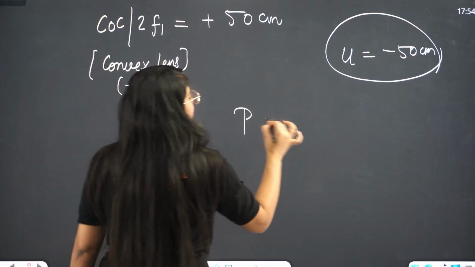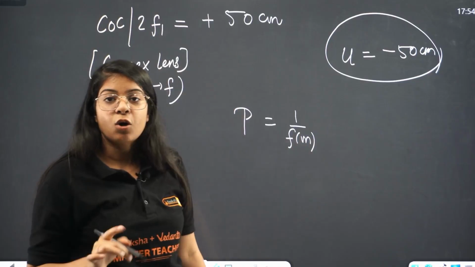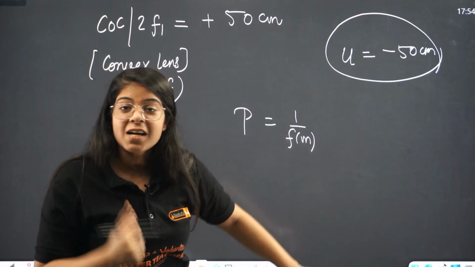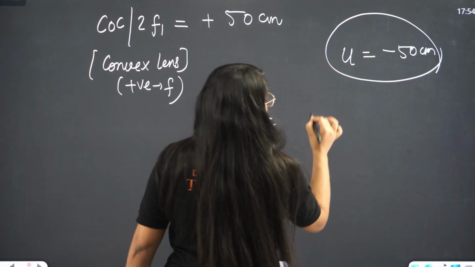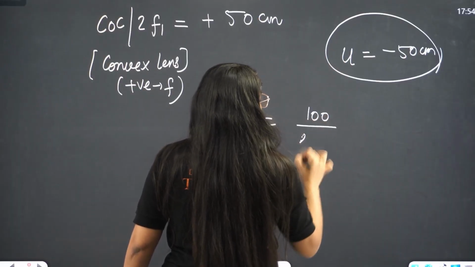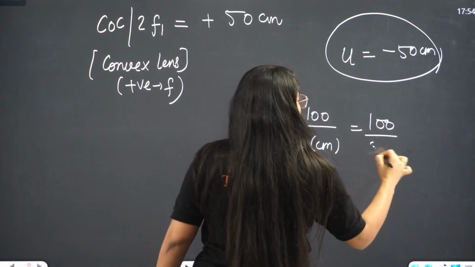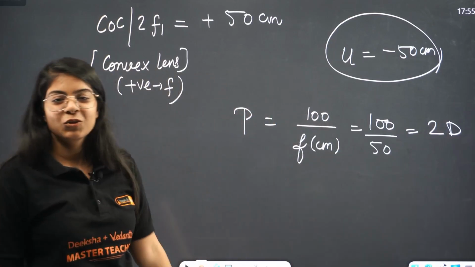Power is simply 1 by F. Right? Correct? Wrong. Power is 1 by F when F is in meters. Here it is in centimeters. So power is not 1 by F. It is 100 by F when F is in centimeters. So that will be 100 by 50. I did the whole question. So power is simply 2 diopter.